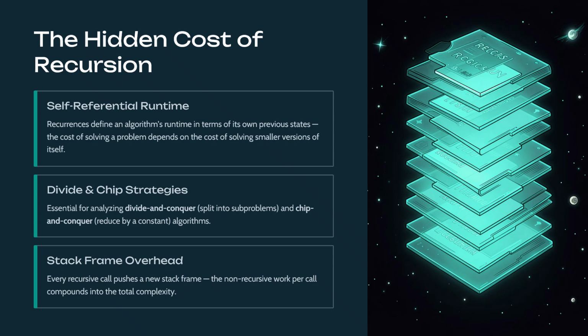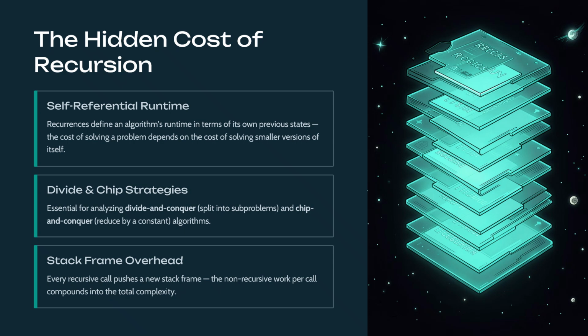Before learning recurrence relations, let us first understand why recursion introduces hidden computational costs. The first point is self-referential runtime. Unlike iterative algorithms, recursive algorithms define their running time using their own previous executions. For example, when merge sort processes an array of size n, it first sorts two smaller arrays and then combines them. Therefore, its running time depends on solving smaller versions of the same problem.